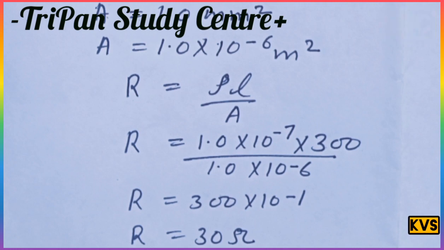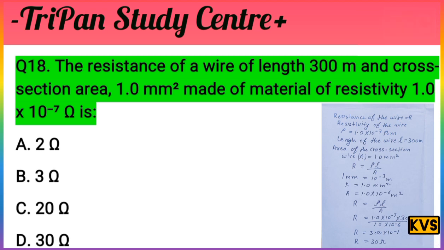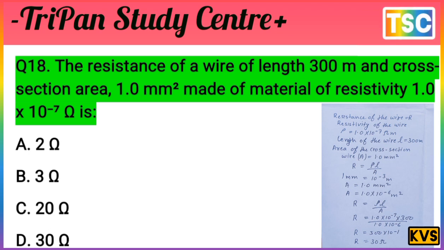Minus 1 means it comes to the denominator, so divided by 10, and the 10s cancel out. The answer is 30 ohm. It means option D is correct here. Option D is correct, 30 ohm. That's the most important calculation here. Let's see the next question.